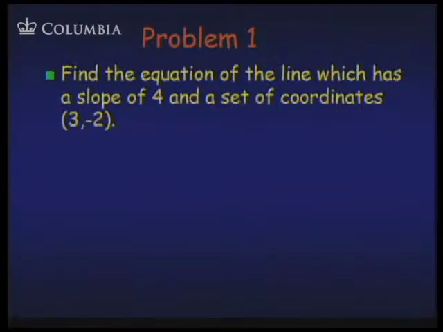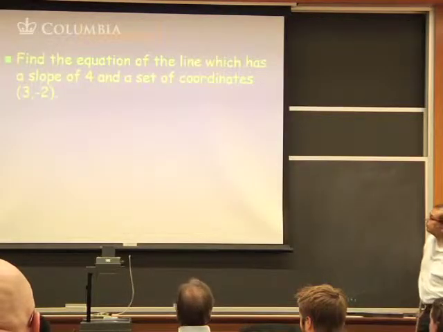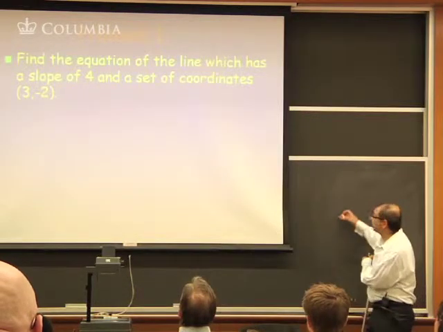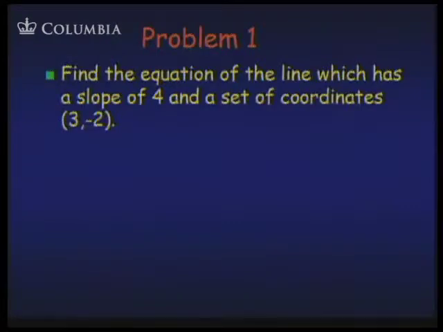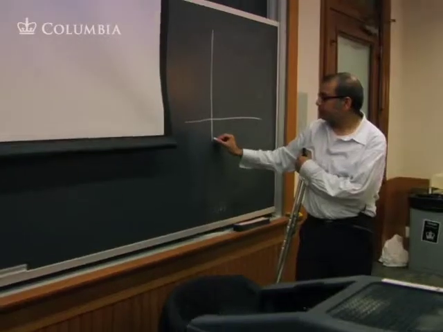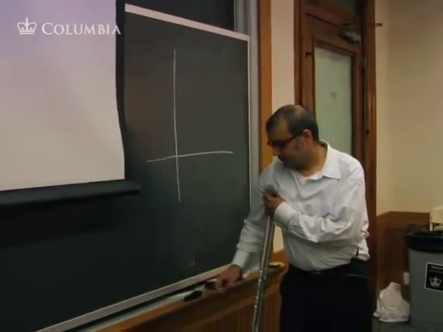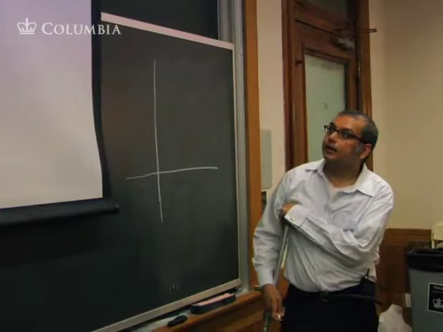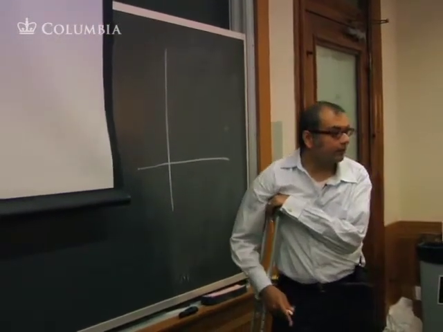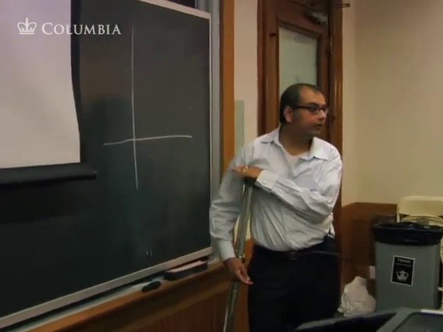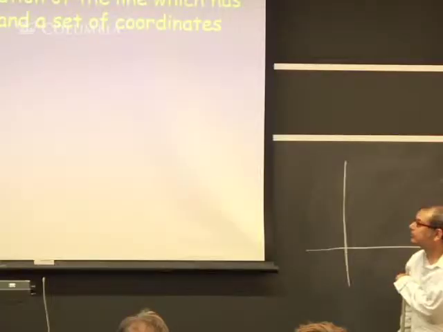Okay, so we have to find the equation of the line, which has a slope of 4 and a set of coordinates (3, -2), right? And I'd like to try to do that graphically initially so that you get a sense of the intuition, and then we'll look at how that's done algebraically. Okay? So I think this is the Greek way of solving the problem, that is geometrically, and then we'll do it the Arab way of solving the problem, which is algebraically.